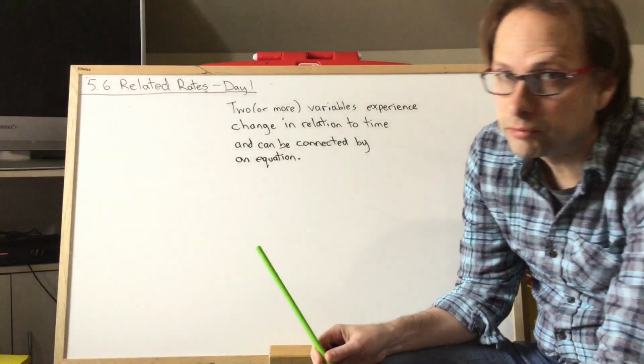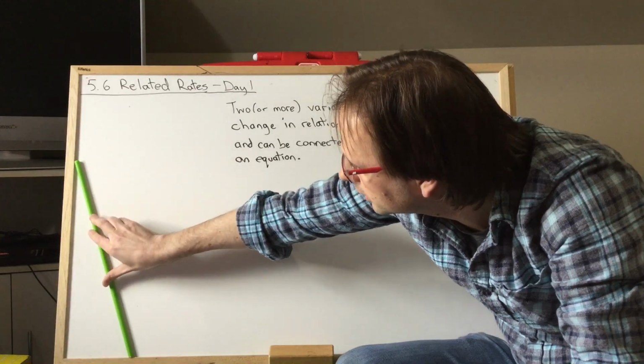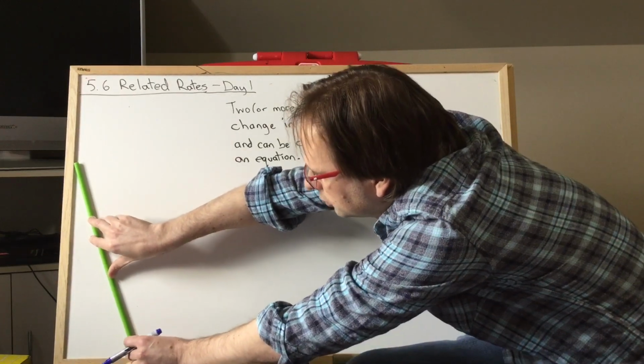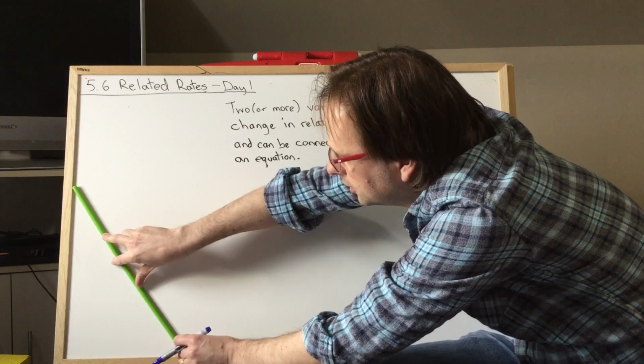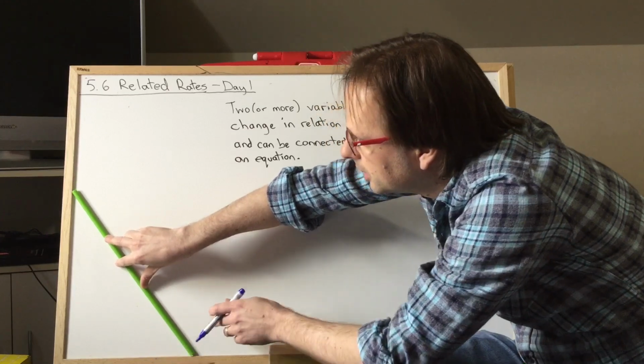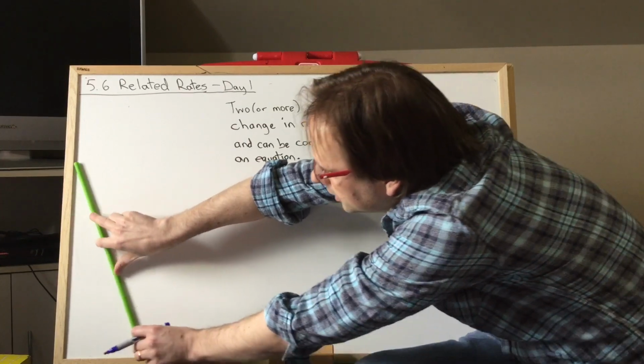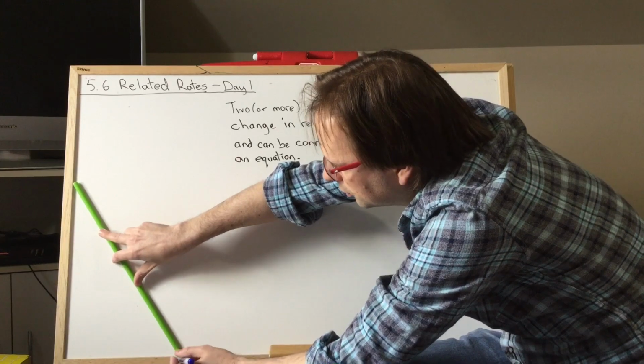So as a real simple first example, imagine this is a ladder leaning against the side of a house, and I start pulling the bottom out like this. If I know how fast I'm pulling the bottom out, I should have some idea of how fast the top is descending. Let's say we freeze it right here.